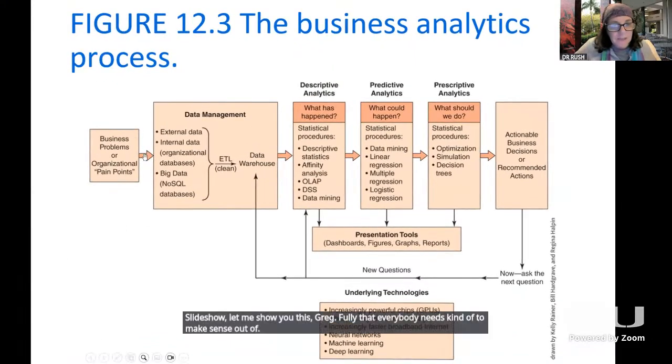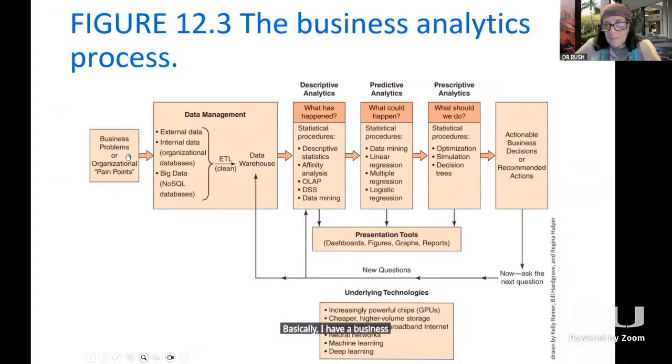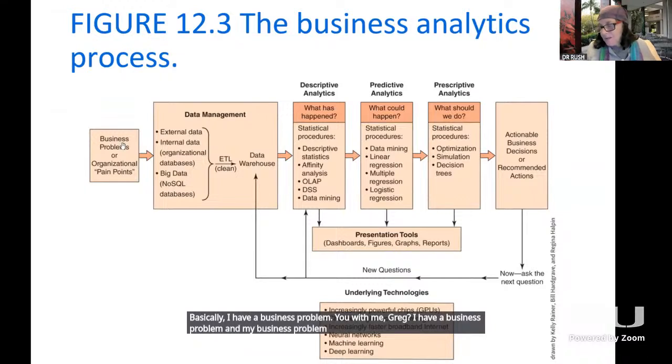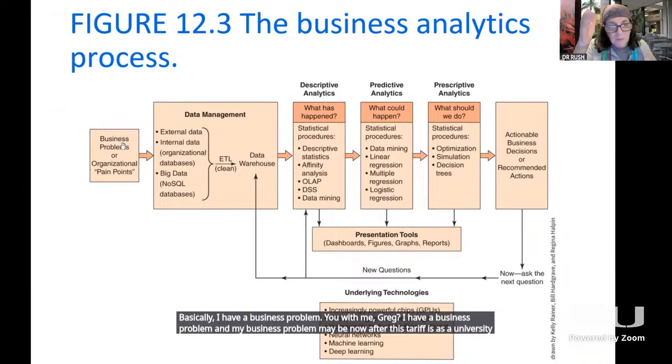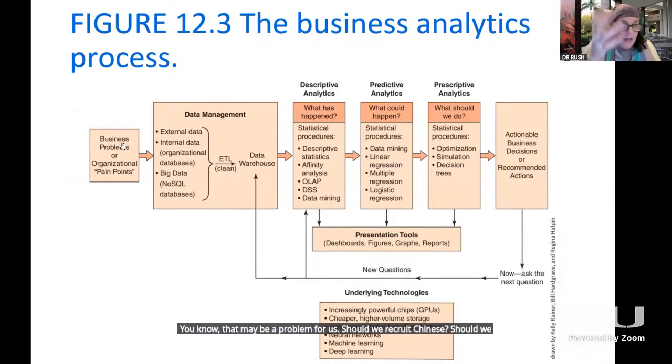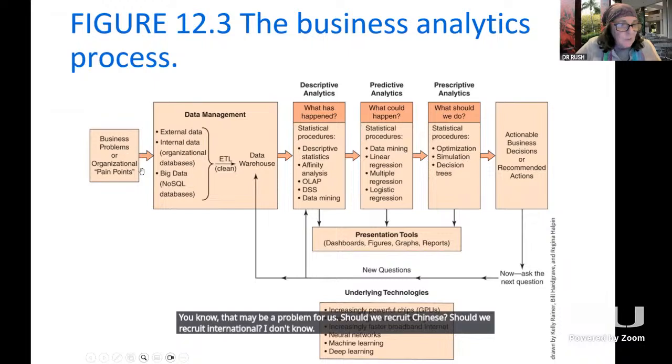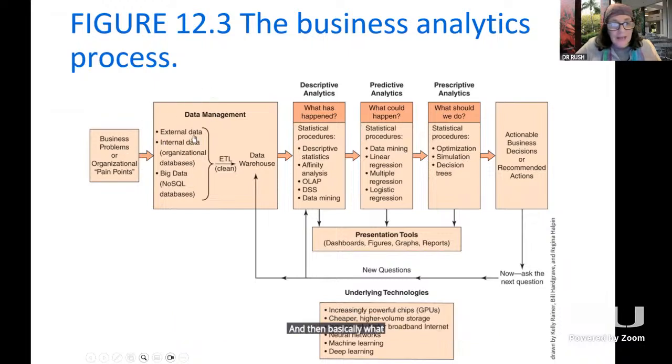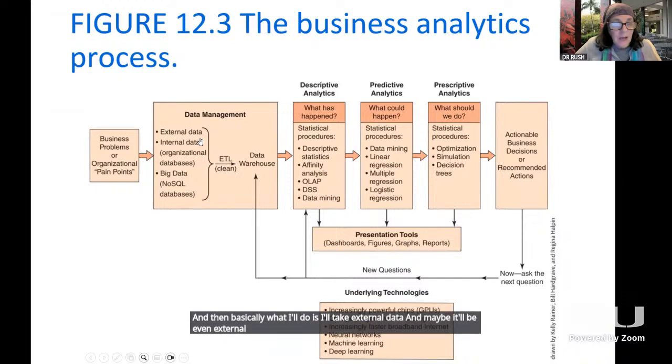Basically, I have a business problem. You with me, Greg? My business problem may be, now, after this tariff, as a university that we both know, their business problem is saying, who should we recruit now? That may be a problem for us. Should we recruit Chinese? Should we recruit international? I don't know. And then basically what I'll do is take external data, even external data on people's sentiment.